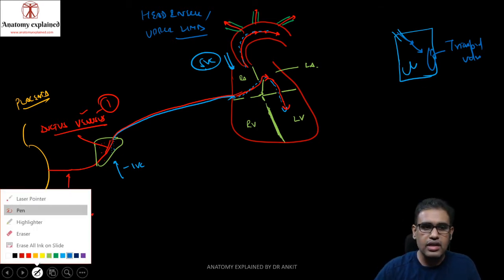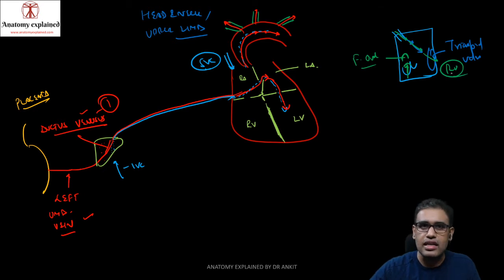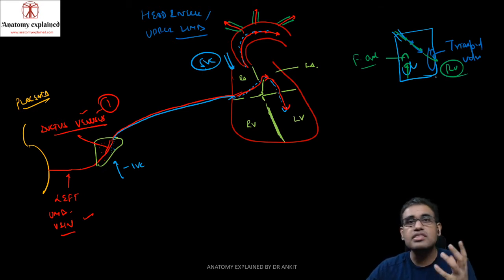And this blood from the IVC, let me show you in a different color, would directly enter over here. That was your foramen ovale. In adults that is the fossa ovalis, but in the embryo that is your foramen ovale. So blood from the IVC directly enters into the foramen ovale, while blood from the SVC goes into the right ventricle directly. So there is very little mixing of blood, if at all.